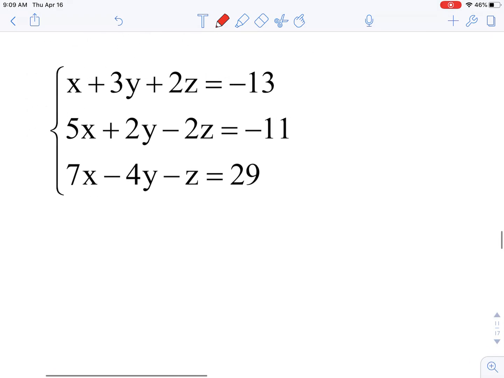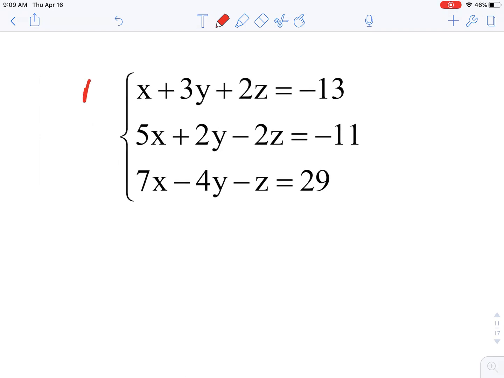So what I'm going to suggest that we do, and I want everybody to do this for me, is I want you to label your equations A, B, and C. It'll make it much easier for us to decide what equation we're working with.